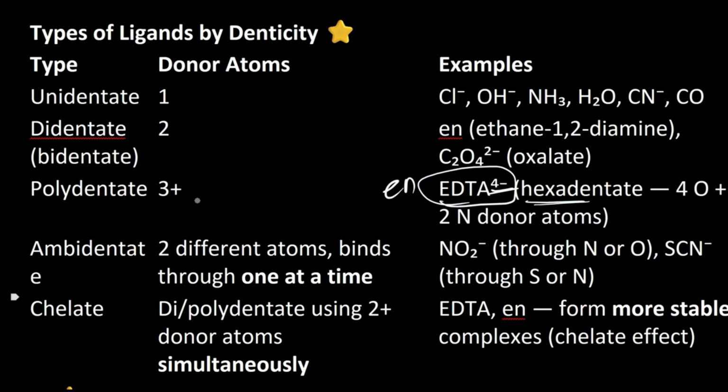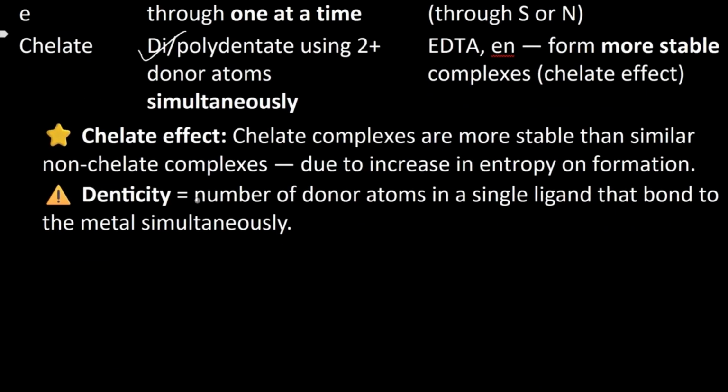Okay, please remember that. And chelation always increases the stability of the overall coordination complex because it forms a ring or a cage kind of structure. For example, hemoglobin. In the chelate effect, the complexes are more stable than the similar non-chelated complex due to the increase in entropy of formation. That is the reason.